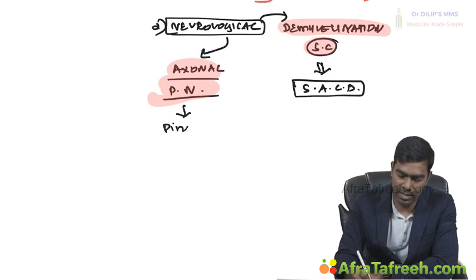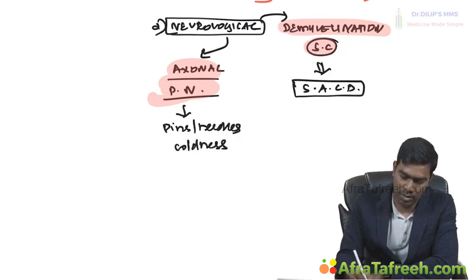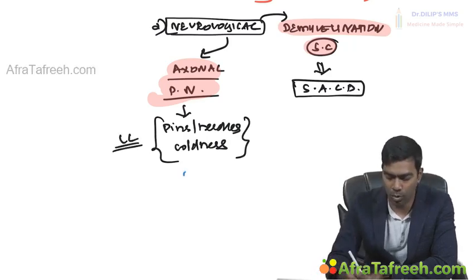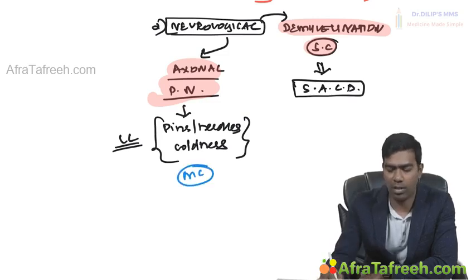The axonal form of neuropathy typically presents as pins and needles sensations, and the patient might get a little bit of coldness, typically in the lower limbs. And this is said to be the most common neurological symptom in B12 deficiency.